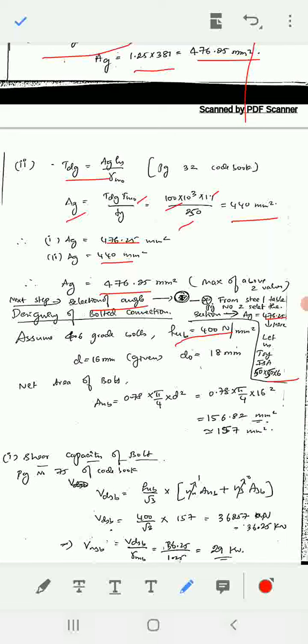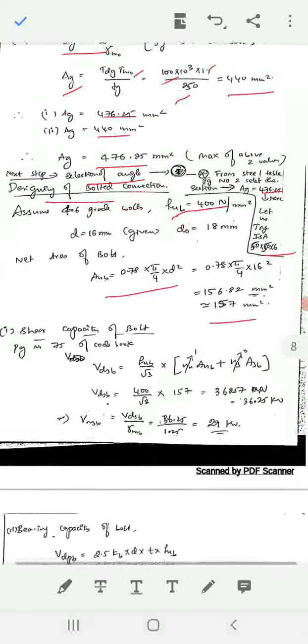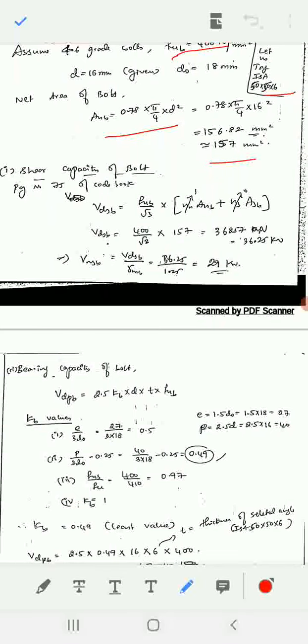Then you have to go with the design of the bolted connection as the next step, which we covered in the second module, right? Shear capacity and bearing capacity. The same steps you have to follow here. Anb value, that is 0.78 pi by 4 d square, you will get 0.57. Then go with the shear capacity, page number 75. Vdsb you have to find out. I'll explain this formula in module 2. If you have doubts, you can go through module 2 once and come here. Substituting this value, you'll get Vdsb 29.